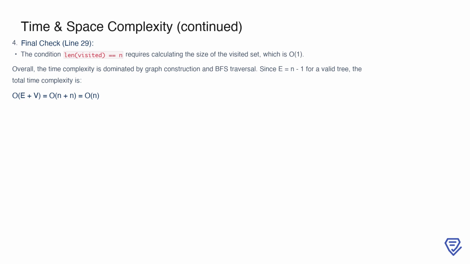When we combine all the steps, the time complexity is dominated by the graph construction and BFS traversal. Since the number of edges, e, is equal to n-1 in a valid tree, the total time complexity becomes O(e + v). Substituting e and v with n, the overall complexity simplifies to O(n + n), which is O(n). This linear time complexity is efficient for analyzing the structure of the graph.